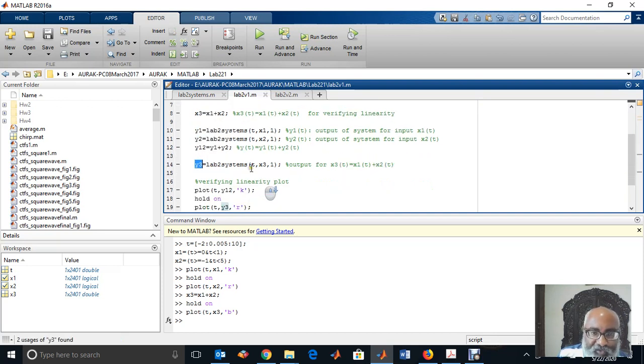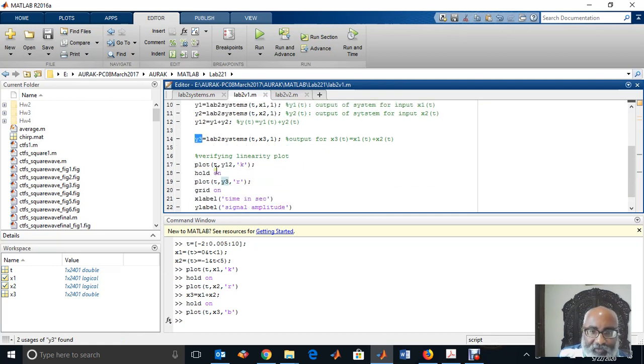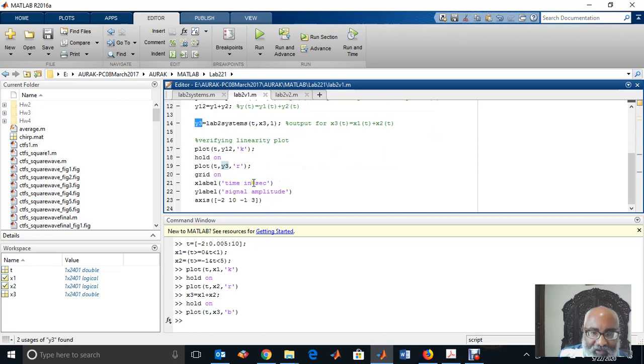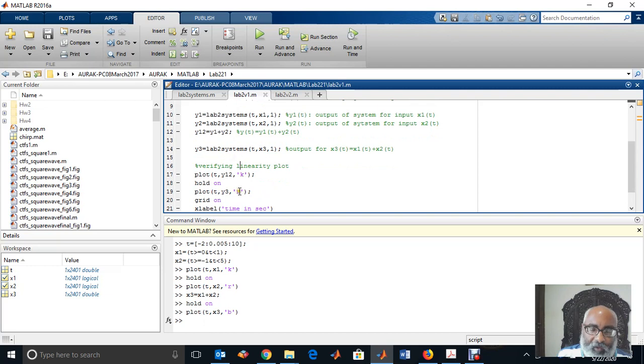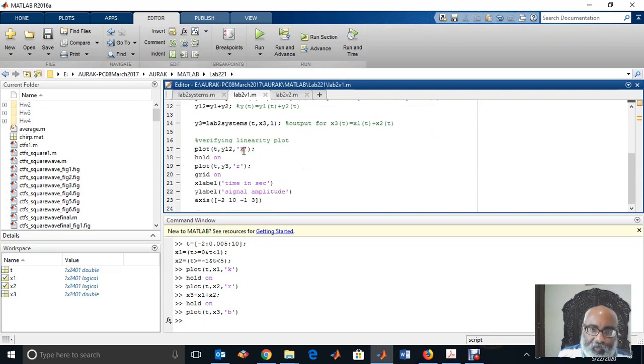So to check this, we plot y12 and y3 on the same graph. So here, plot t, y12. y12 is y1 plus y2, with black color here. Hold on, plot t, y3 with red color. So on the same graph I plot and I give axis labels. So let's see the result. It means y12 and y3 should be on top of each other, one with black color, the other with red color. Okay, so let's run this script file.